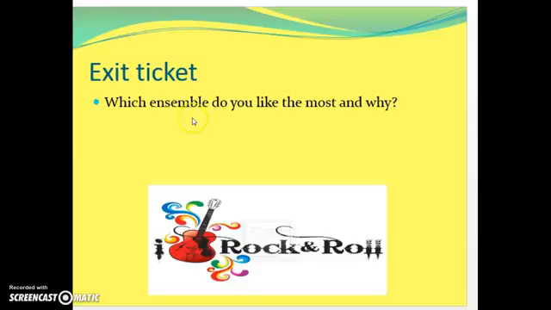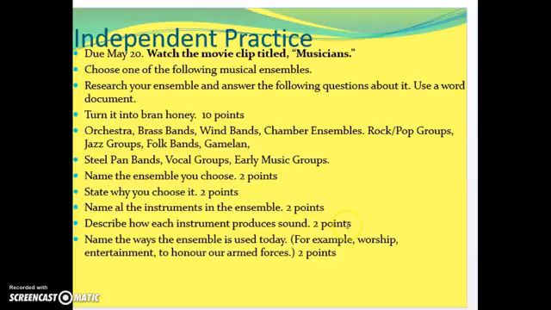Our exit ticket. Which ensemble do you like the most and why? Think about that, because for your independent practice, which is due May 20th, watch the movie clip titled Musicians and then choose one of the following music ensembles. Research your ensemble and answer the following questions about it. Use a Word document. Turn it into Brain Honey, 10 points.